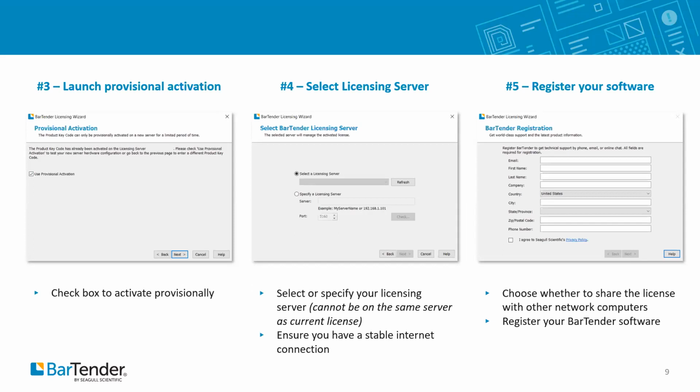You're going to ensure you have a stable internet connection when you're doing this. And finally, you're going to register your software. You're going to choose whether to share the license with other network computers or not, and then you're going to register your BarTender software itself. And with that, that's the high level of how you would install a provisional licensing and the process of moving over from the 2016 and earlier versions over to the 2019 and later versions. And with that, I'll go ahead and hand it back to Ryan.